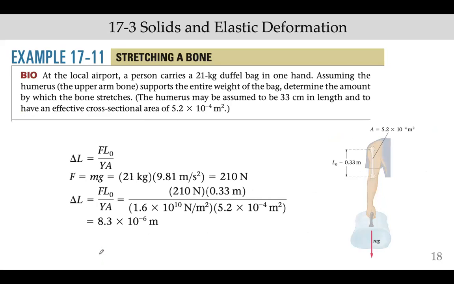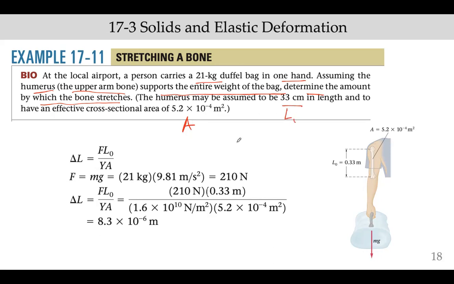In this example, we have a person carrying a duffel bag. At the local airport, a person carries a 21 kilogram duffel bag in one hand, assuming the humerus, the upper arm bone here, supports the entire weight of the bag. Determine the amount by which the bone stretches. The humerus may be assumed to be 33 centimeters in length and to have an effective cross-sectional area of 5.2 times 10 to the negative 4 meter squared. So area is given.